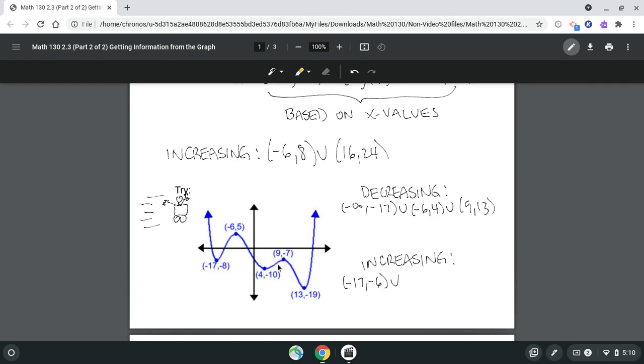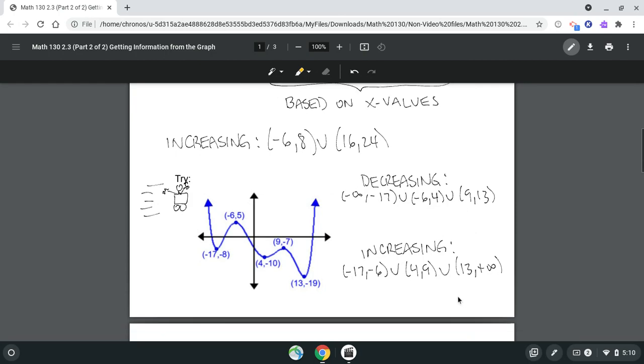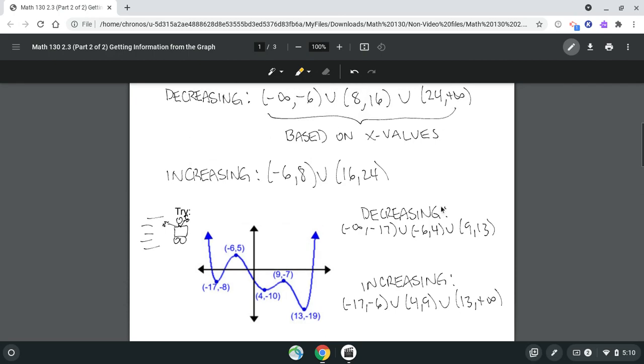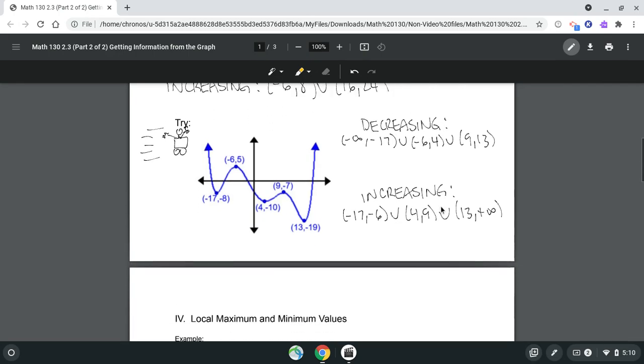From here to here, you're going upward. So from 4 to 9. You're going upwards. So 4 to 9, you're going up, and then down, and then back up again. So back up again, starting from 13 to +infinity. Okay, and those would be all of the intervals. Okay, so that's increasing and decreasing, pretty straightforward.